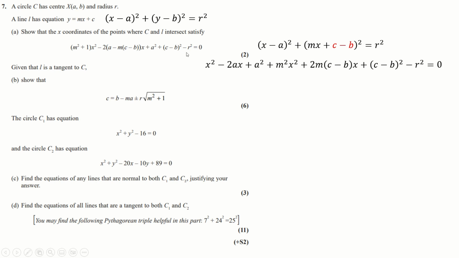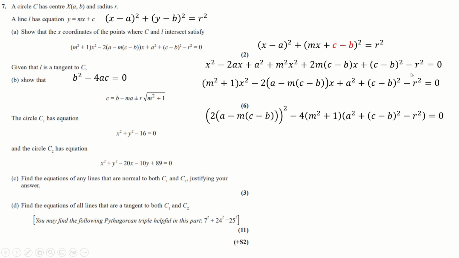Then we just factorize the things to make it look like they've got it, and we get 2 very nice marks. Given L is a tangent, that of course means b squared minus 4ac of this thing is 0. So okay, well b is this, a is this, c is all of this. So let's set that to equal 0. This is not that easy, but we can do a few things.